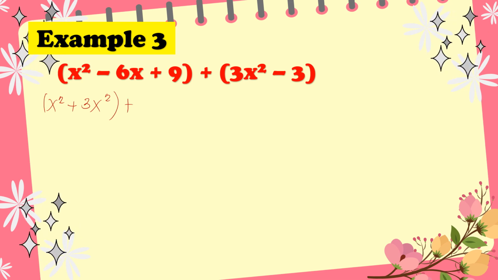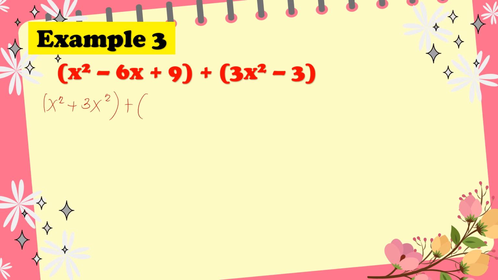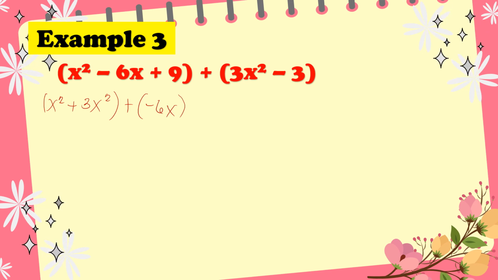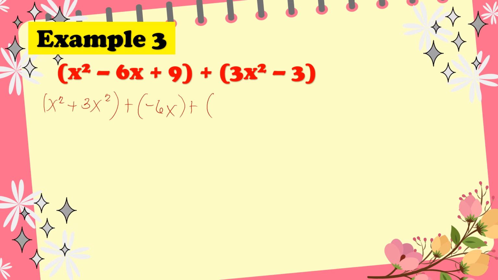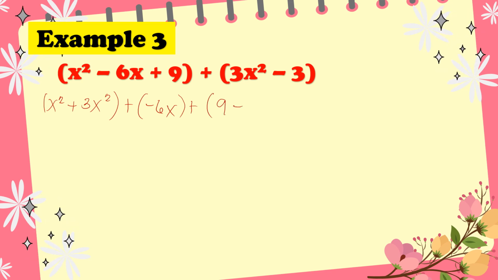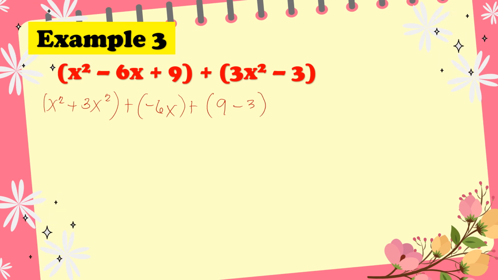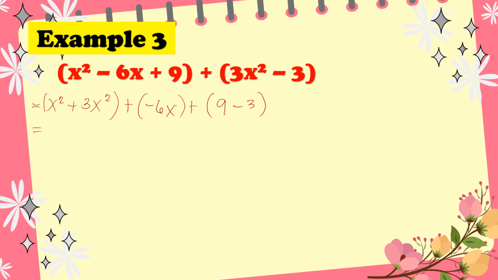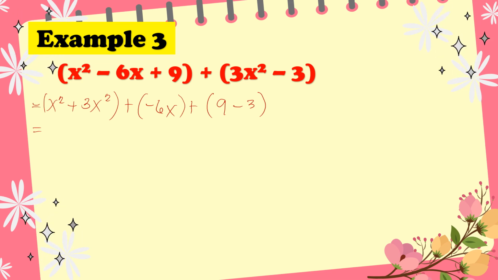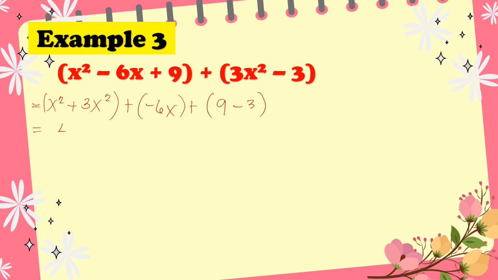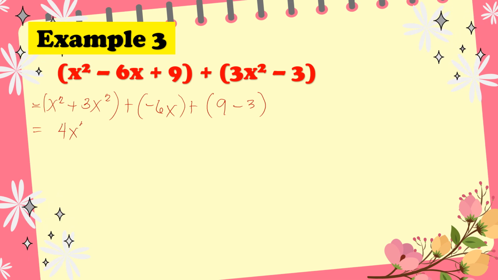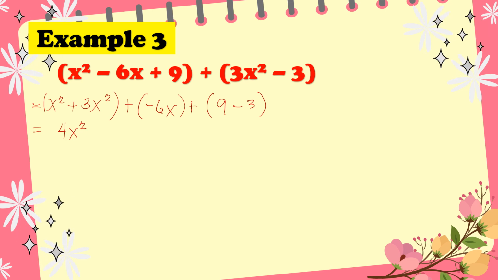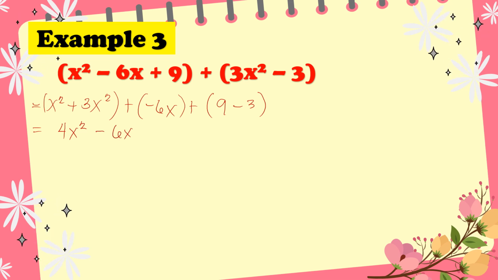And then, add natin sa susunod na quantity, which is negative 6x. Hanapin natin yung similar sa kanya. Wala. So, add natin yung pangatlong group, which is 9 minus 3. Okay? So, i-simplify na natin pagkatapos. So, what we have here is x squared plus 3x squared. We will have 1 plus 3, we have 4. And then, copy natin yung common literal factor, which is x squared. And then, plus negative 6x, kaya magiging minus 6x na lang yan.